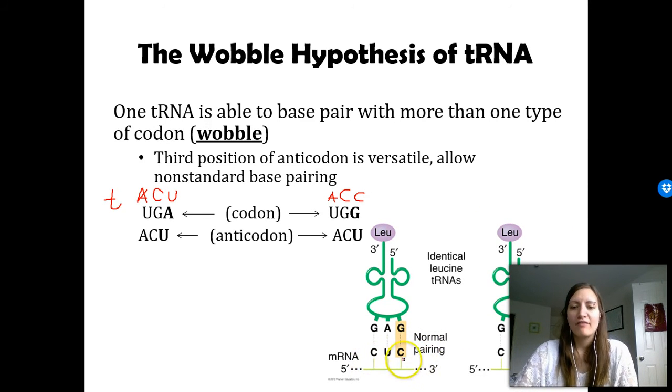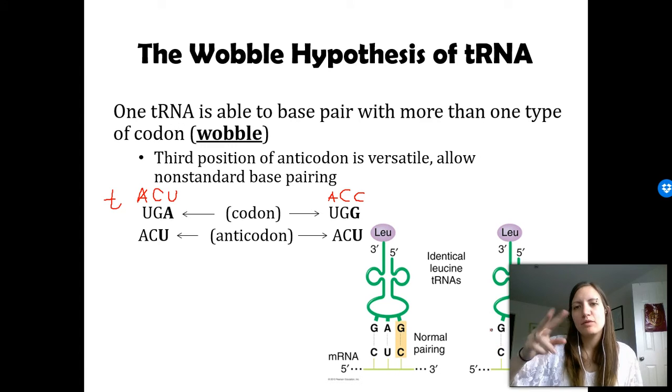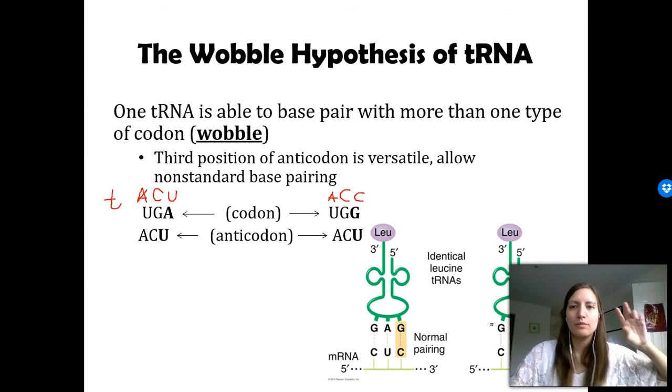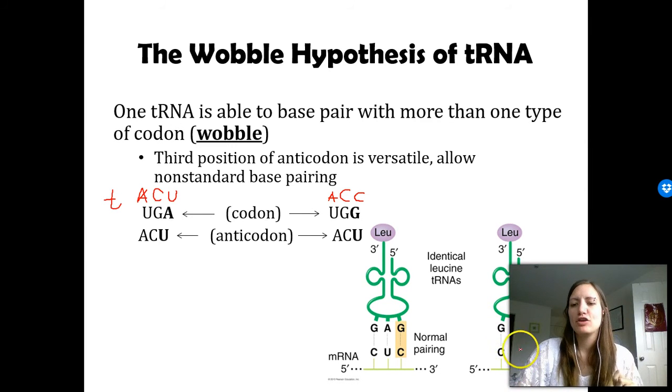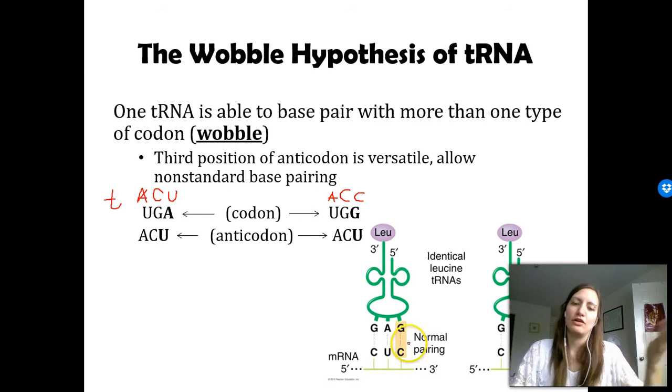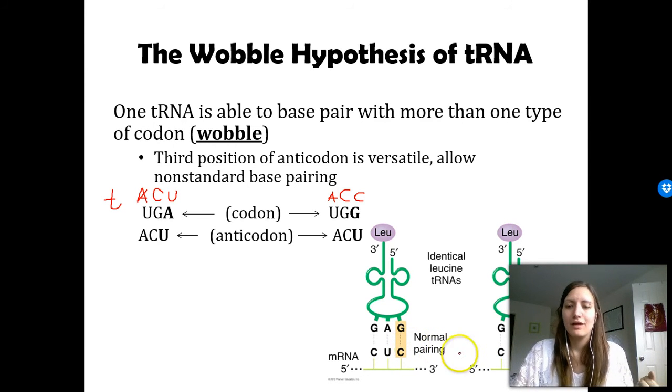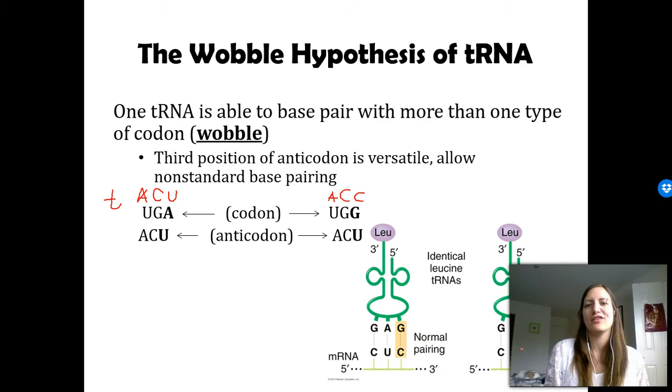Here's another example. Here you have an mRNA that says CUC. Here's one that says CUU. But actually, the same tRNA can bring leucine. The GAG tRNA will bind to both of them. We see this the most between U's and G's. That's the one that has the most wobble. G and C usually pair, but U and G can kind of pair too. So that's where the most wobbling happens.